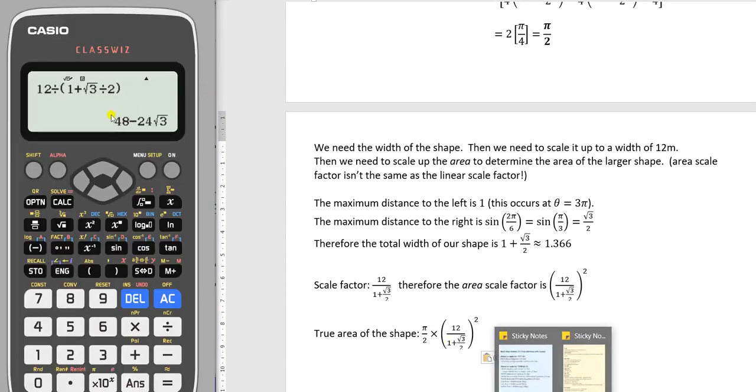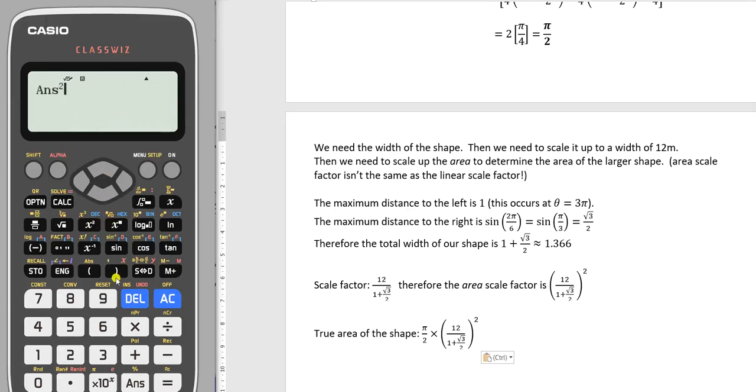So from the calculator, we've got our scale factor for length. If I square it, I get the area scale factor, which the calculator has given up on surds at this point, but 41 point something. And then from there, we multiply by pi by 2. We don't need to worry about having lost precision at this point because we've turned it into a modeling question.